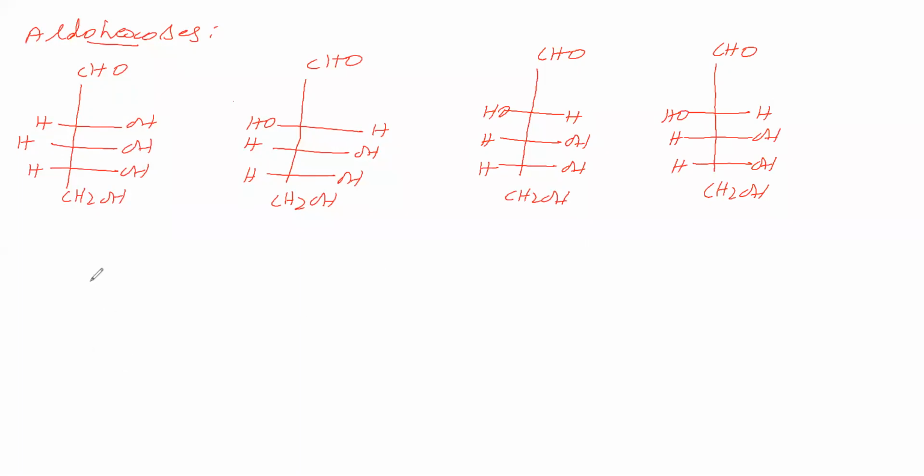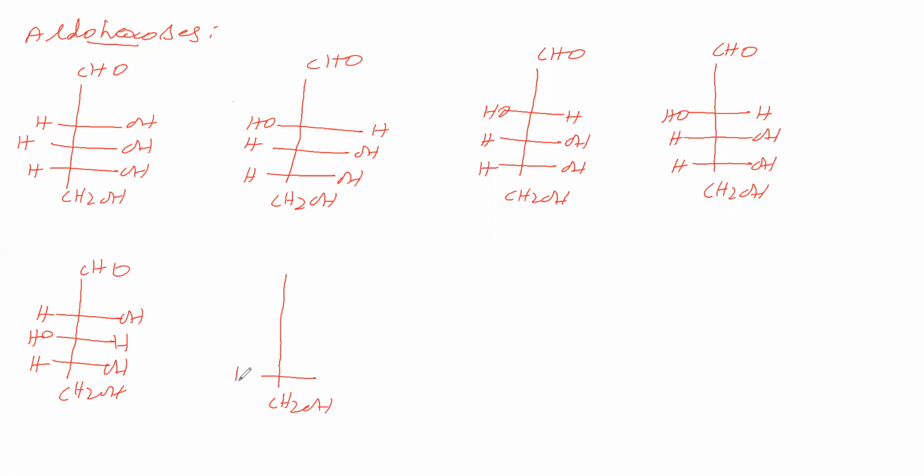Next D-xylose, we will take 5 carbons, 2 times. Here CH2OH, here HOH, here OHH, here HOH, here CHO. It is D-xylose, it is 5 carbons. We will take this D-xylose 2 times. CH2OH, here chiral carbon HOH, next chiral carbon OHH, next chiral carbon HOH, then aldehyde is the functional group.